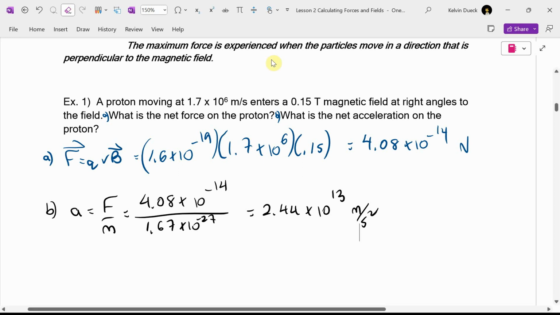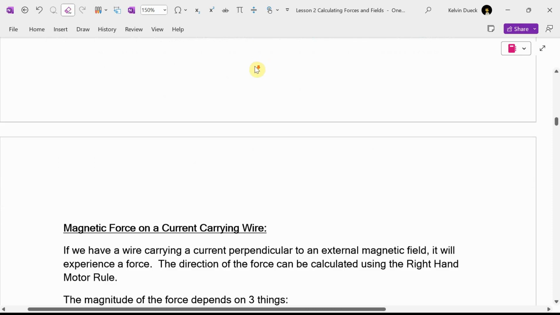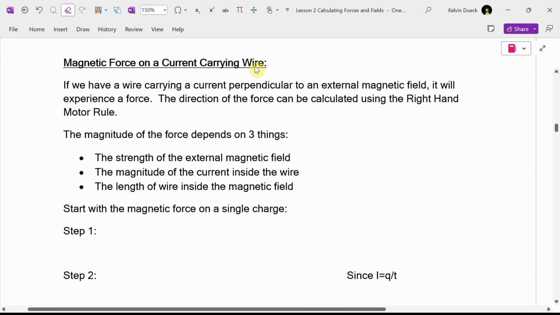Are those numbers correct? You get the same thing as me? Okay, I forgot to do a check. Okay. That's on a single charge.